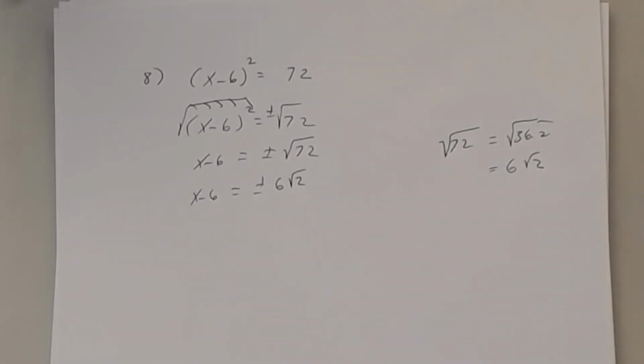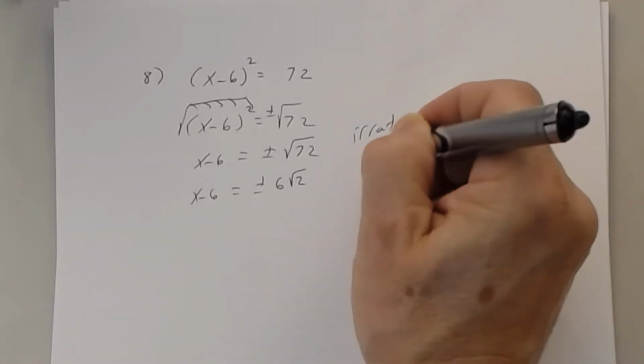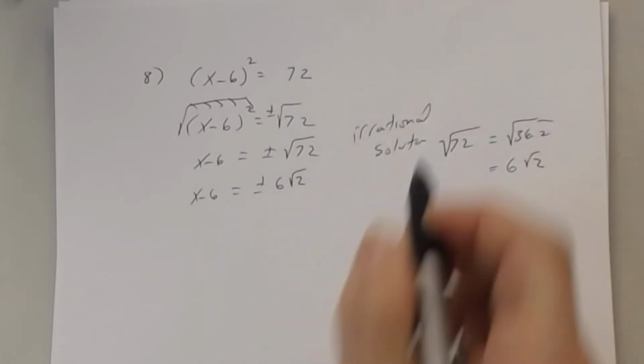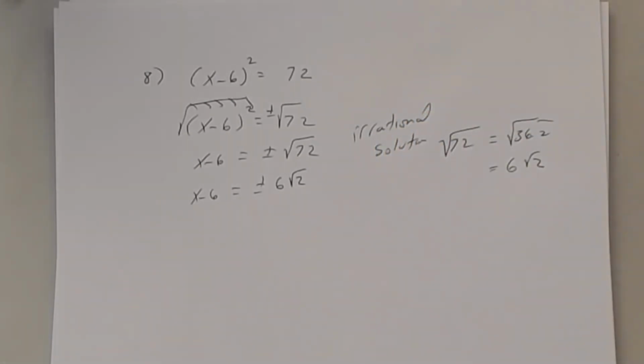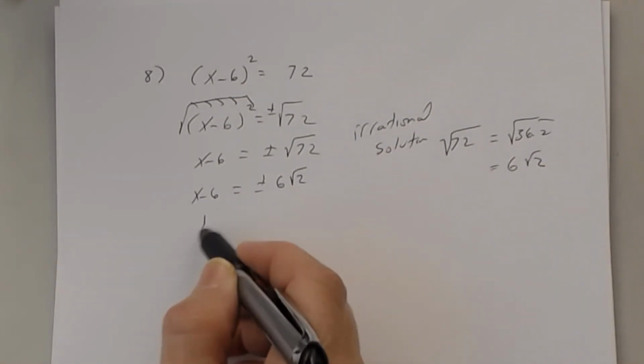One more step and you're done. Because remember we said this. We said if we have irrational solutions, then I can write in that compact form with that plus and minus in the answer. So all I've got to do now is to do what to both sides? Add 6.